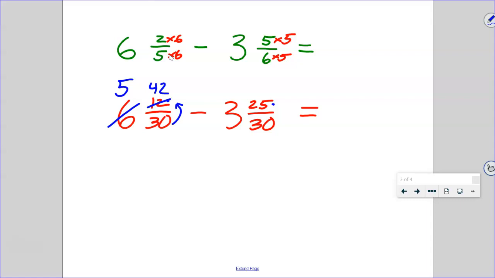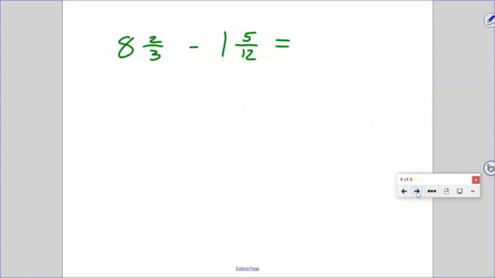So now we're going to go ahead and subtract. We're going to do 5, take away 3. That gives us 2 wholes left over. And now we're going to do 42 30ths, take away 25 30ths, and that will leave us with 17 30ths. All right, I'm going to model one more, friends, and then you guys can go ahead and get practicing.